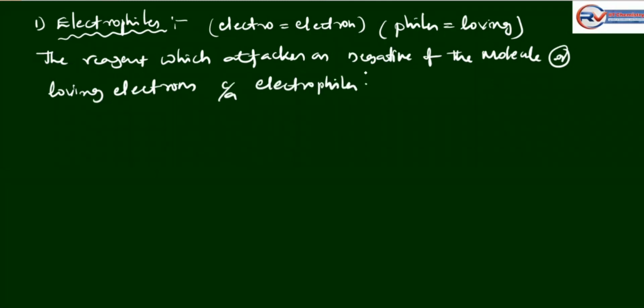Electrophiles can be classified into two types: charged electrophiles, meaning positively charged electrophiles, and neutral electrophiles.